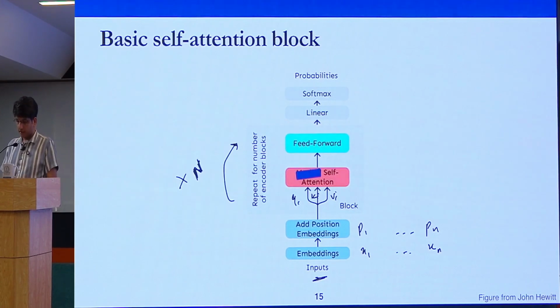So this in PyTorch code will look like loops. You are taking the output and you will consume that output and so on. So repeat for the number of encoder blocks. If you have n encoder blocks, you will repeat this. And now this will give you a d-dimensional output.